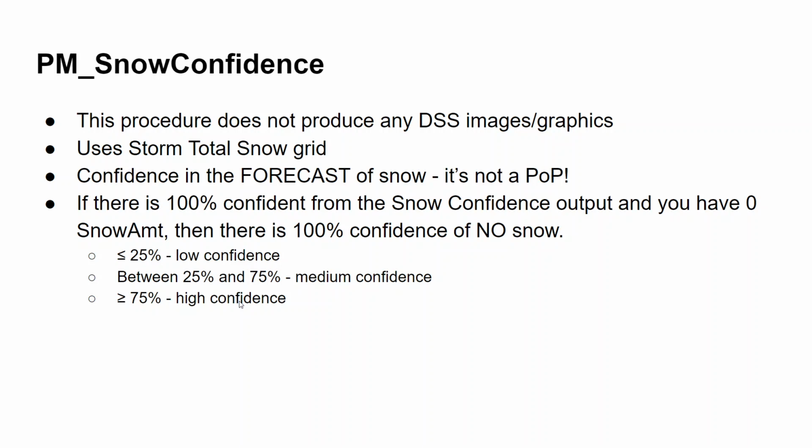Next is Snow Confidence. This procedure, again, does not produce any DSS images or graphics. It uses your storm total snow grid. And then it runs and produces what's called a confidence level in the forecast for snow. It's not a pop. If there's 100% confidence from your snow confidence output and you have zero snow output, then there is 100% confidence of no snow.